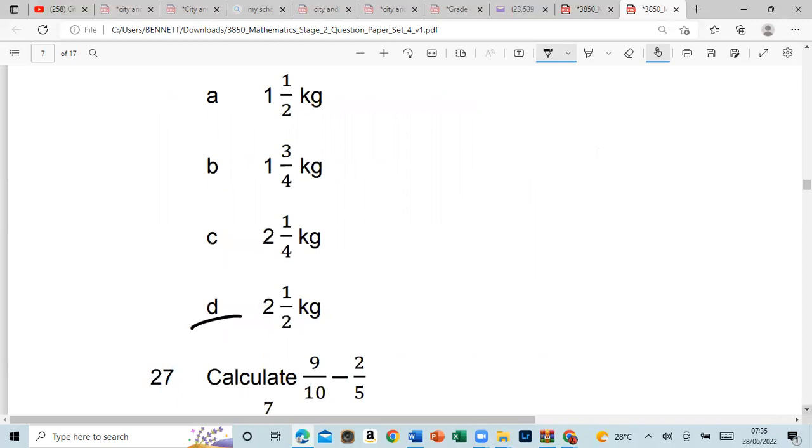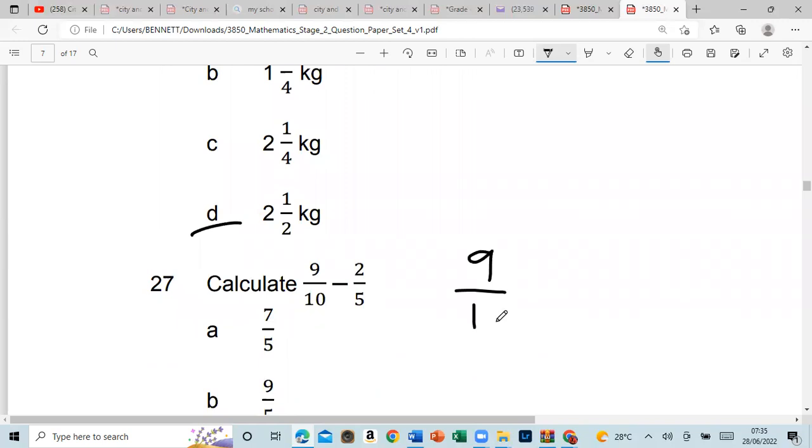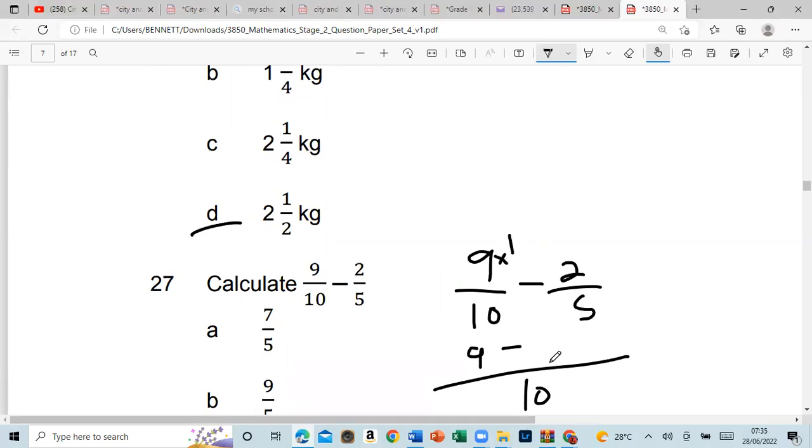Calculate 9 over 10 minus 2 over 5. The LCM would be 10. 5 into 10 is 2, 2 times 2 is 4. So that's 9 minus 4, which would be 5 over 10. That is the same thing as a half.